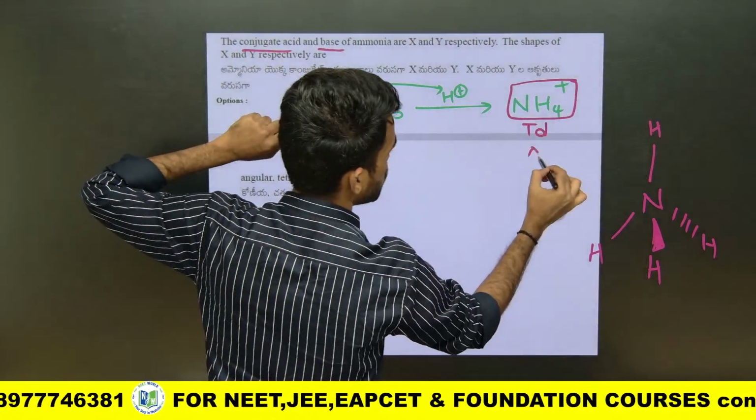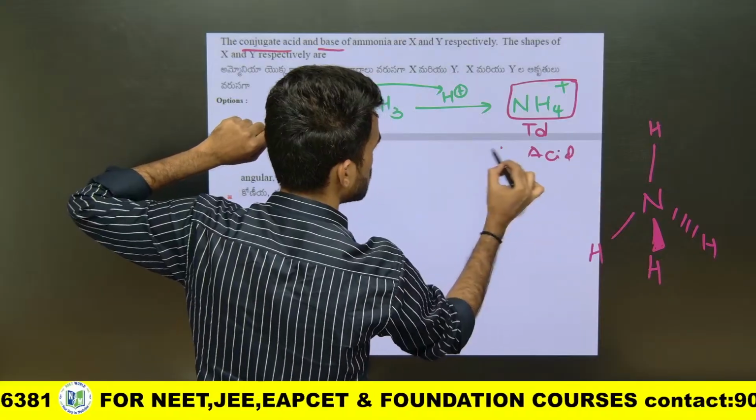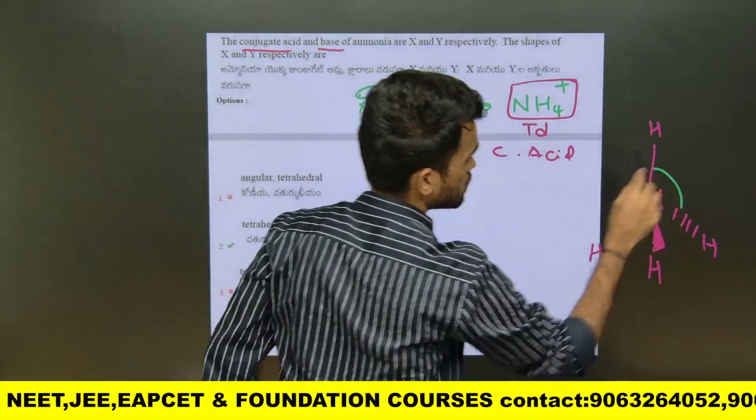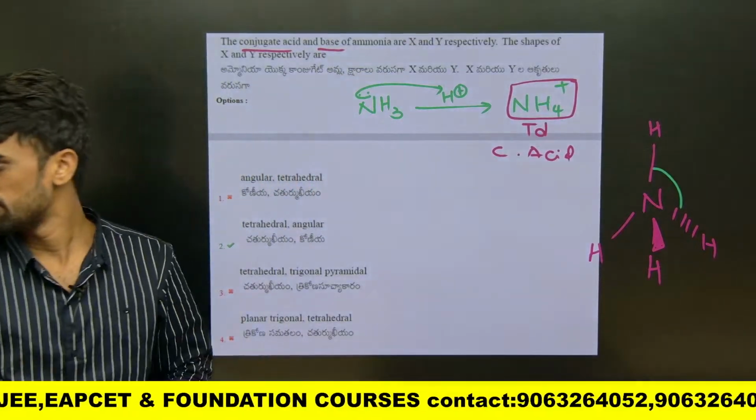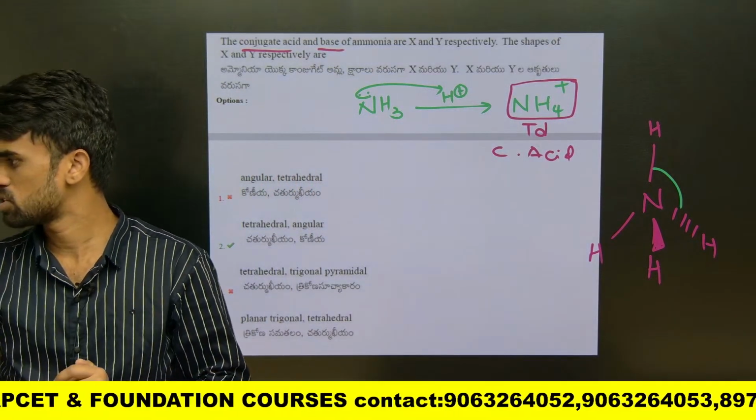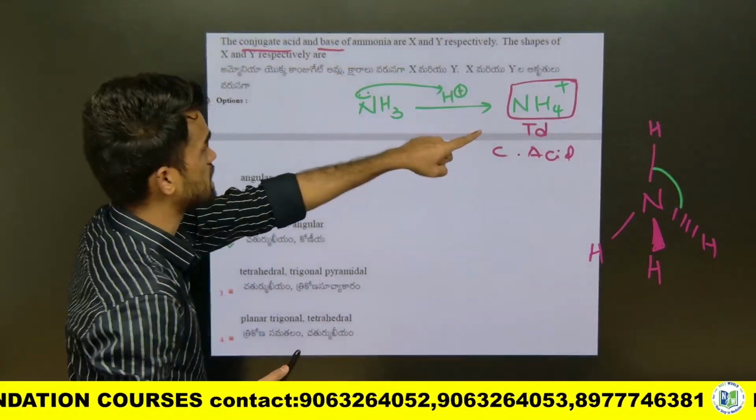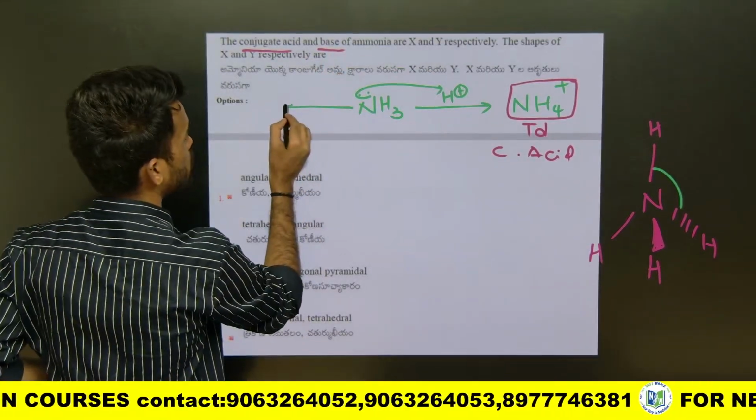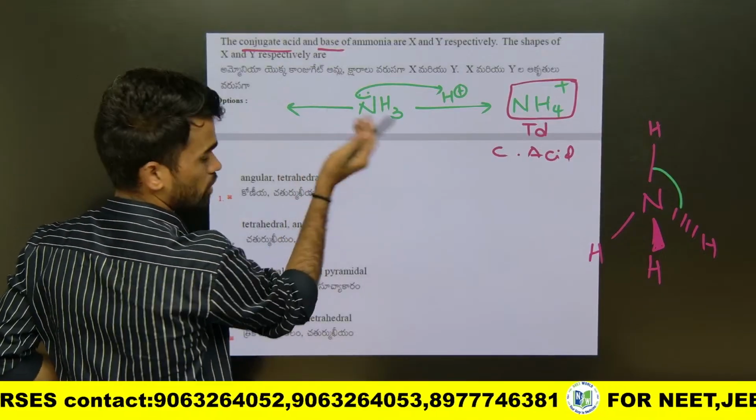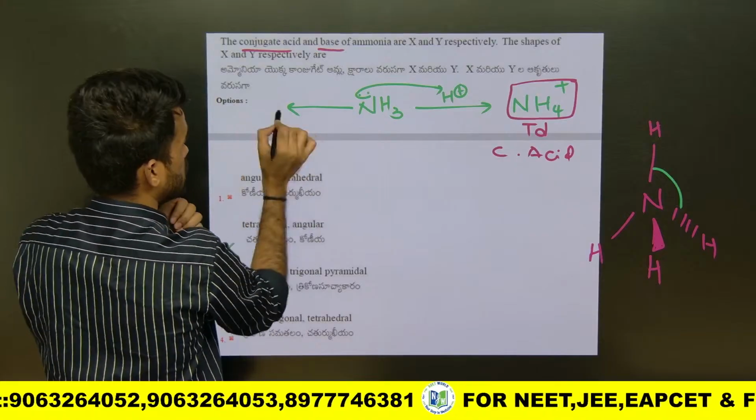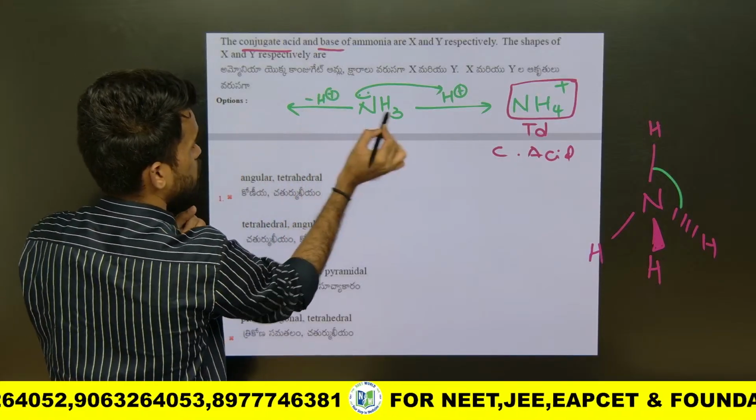So this is the conjugate acid, having tetrahedral shape. So the angle is how much? 109 degrees 28 minutes, you can say. Now what about this? Conjugate acid is this one. Conjugate base means after releasing one H plus ion, so I am removing one H plus from here.